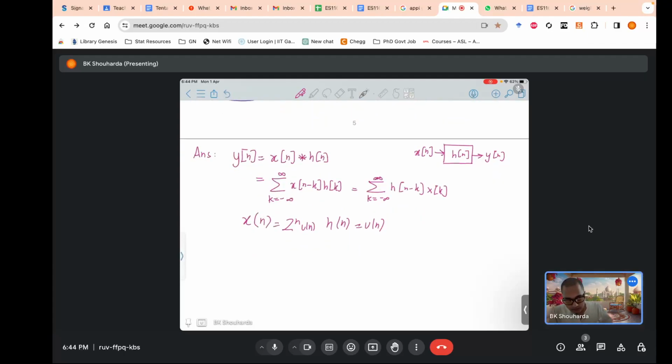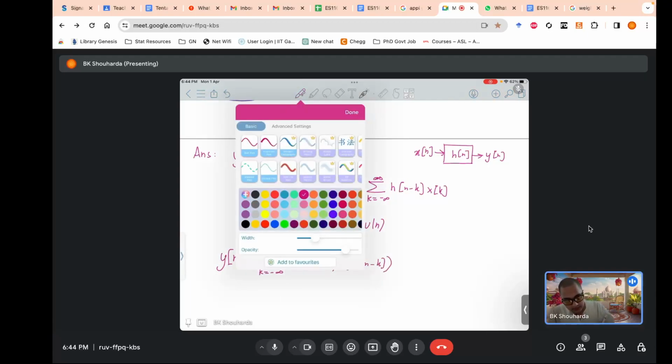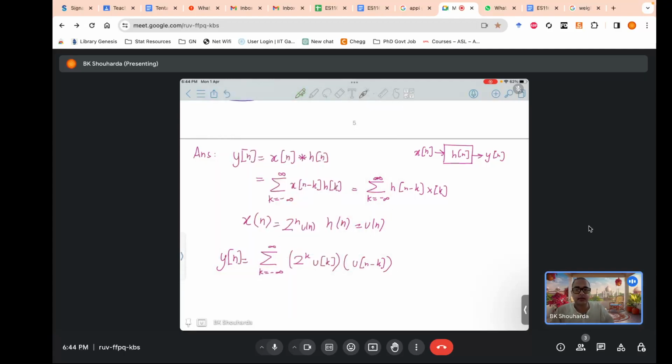So y of n equals summation over k equals minus infinity to infinity x of k, which is 2 to the power k u of k, times h of n minus k, which is u of n minus k. Now we have to look at the unit step functions. You have to take a look at the limits. U of k, when is this entire bracket non-zero? The entire bracket is non-zero when k lies between 0 to infinity. And when is this bracket non-zero?